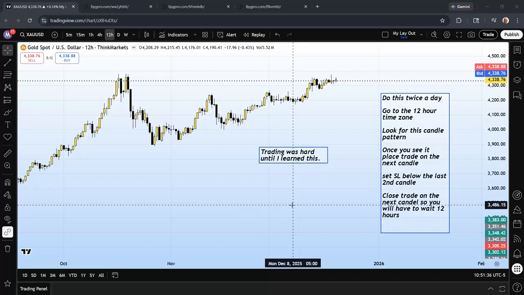But in this particular strategy, what you want to do is follow the instructions that you see on your screen. Number one, you're going to want to do this twice a day. You're going to go to the 12-hour time frame, and you're going to look for this candle pattern. So let me pull up the candle pattern so that way you guys know exactly what you're going to be looking for.